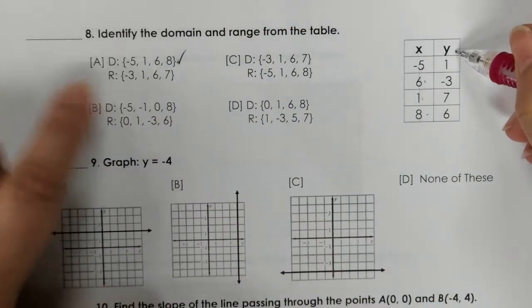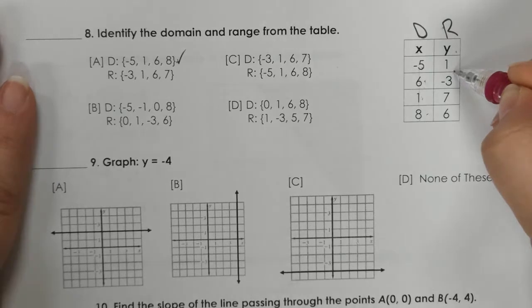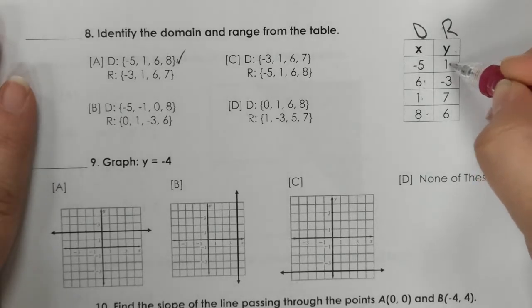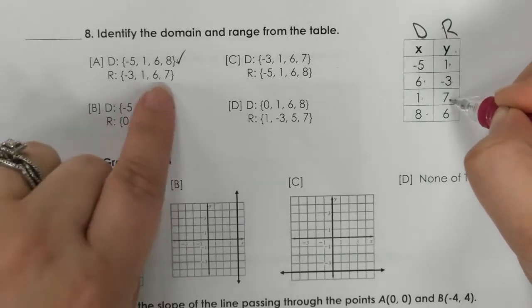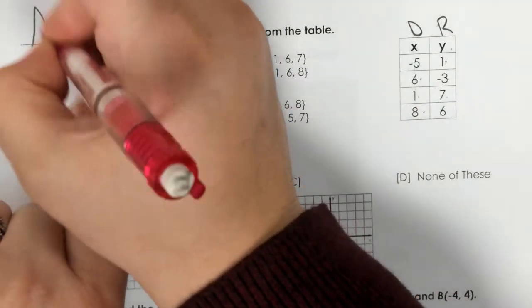And then the Y column is your range. And again, that's from least to greatest. So -3, 1, 6, 7. So that again matches up right there with option A.